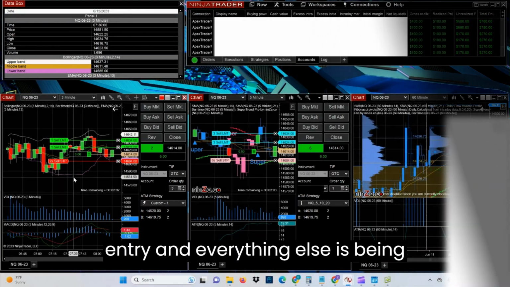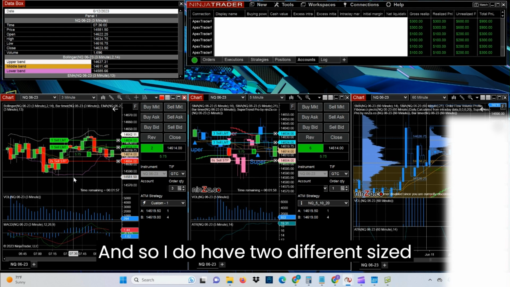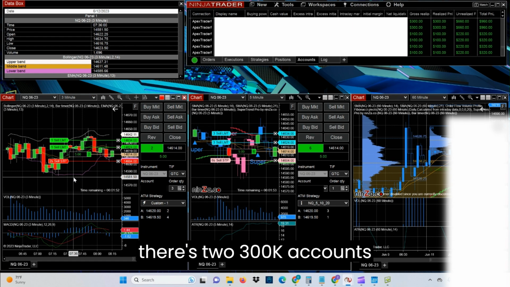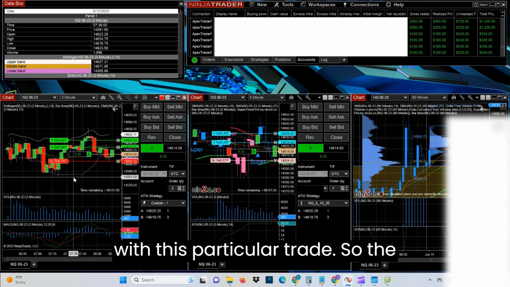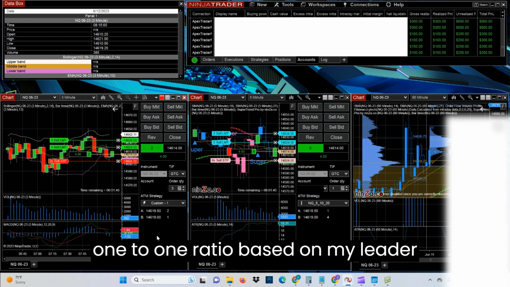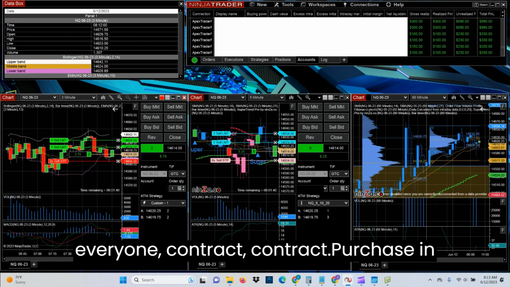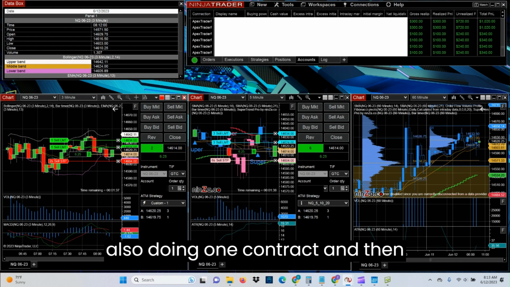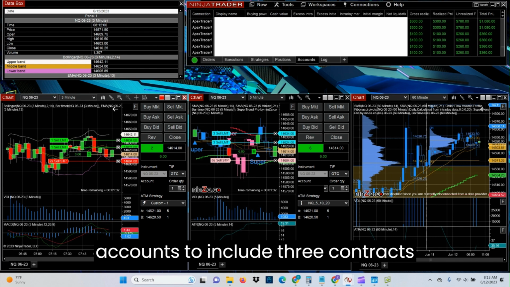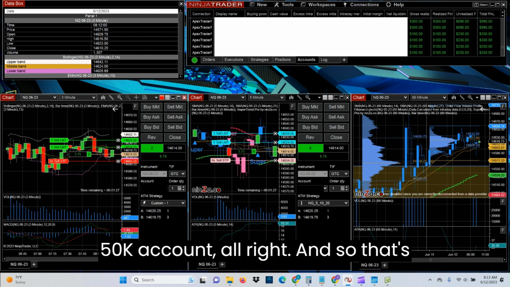So I've made my entry, and everything else is being copied across all the other accounts. And so I do have 2 different size accounts. There's 4 50K accounts, and then there's 2 300K accounts with this particular trade. So the 50K accounts are all doing a 1-to-1 ratio based on my leader account. So for every one contract I purchase in that account, the other 50K accounts are also doing 1 contract. And then I changed the ratio for the 300K accounts to include 3 contracts for every 1 contract that I do in the 50K account.